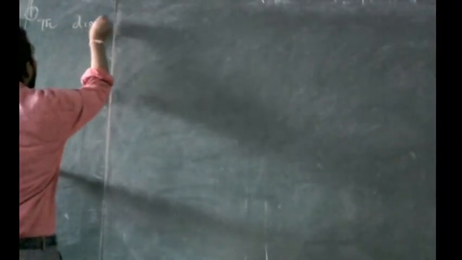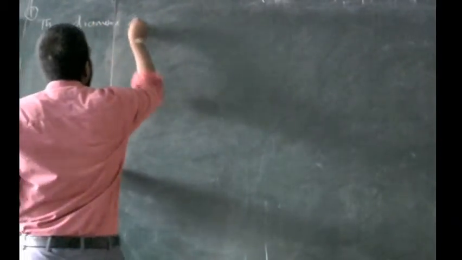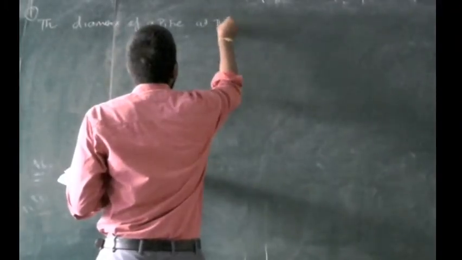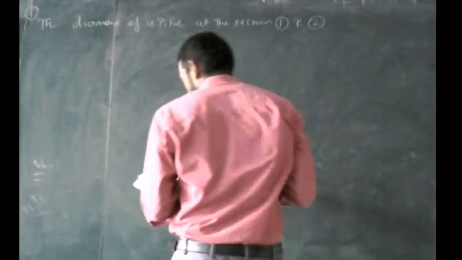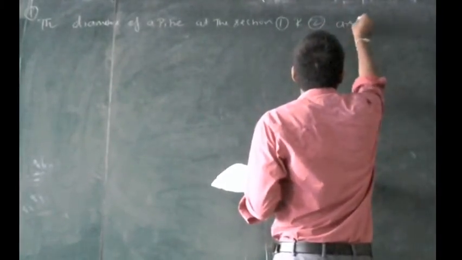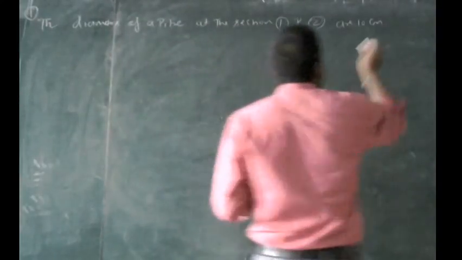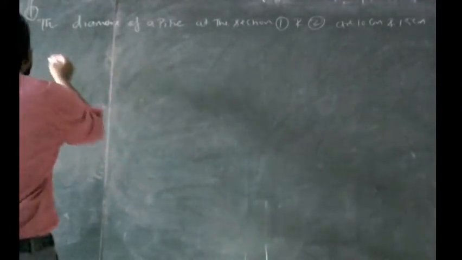Question 1. The diameters of the pipe at section 1 and 2 are 10 centimeter and 15 centimeter respectively.